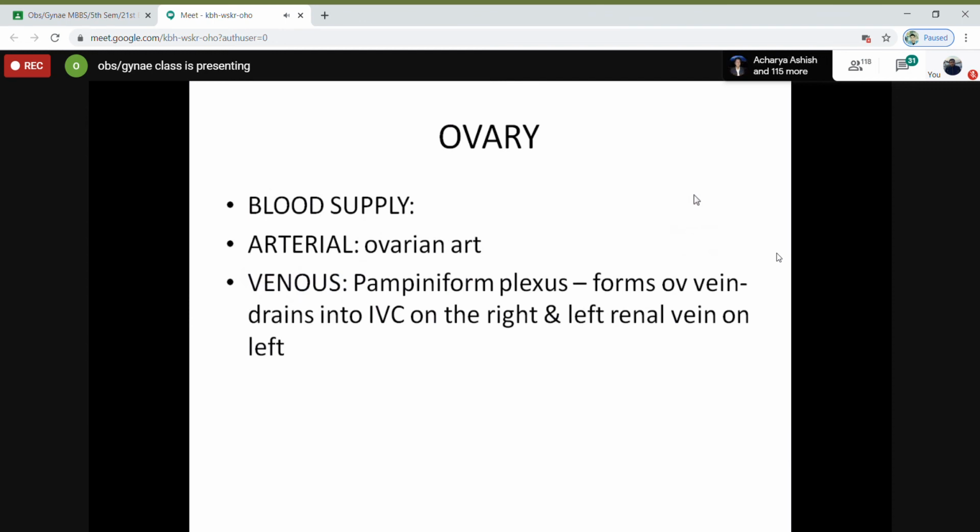So blood supply, we know it is a direct branch coming from the aorta, like in the testes. So it is the same. The ovarian artery is a direct branch from the aorta. Venous drainage: there is a pampiniform plexus which forms the ovarian veins, and this drains into the IVC on the right and the left renal vein on the left.